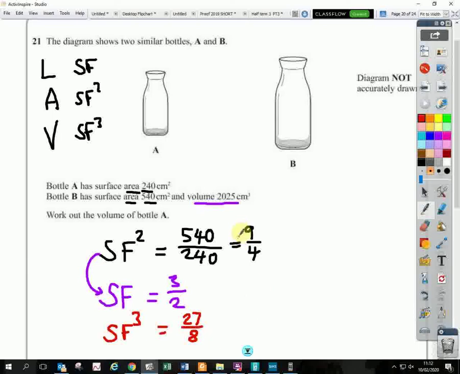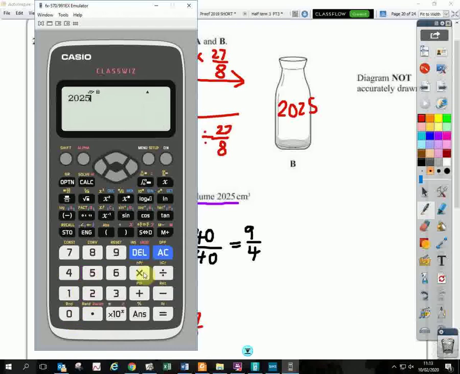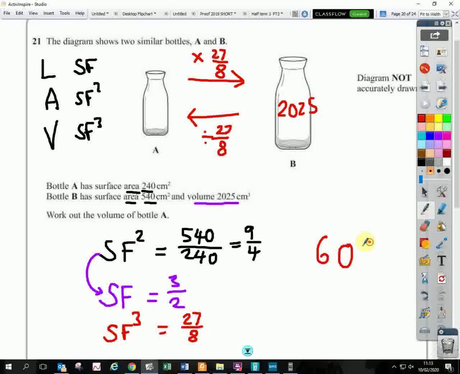So that is the same as 3.375. So to get from bottle A to bottle B for volume, we multiply by 27 over 8. To get from bottle B to bottle A for volume, you divide by 27 over 8. And we are given the volume of bottle B, which is 2025. So we divide that by 27 over 8. So 2025 divided by 27 over 8 is 600, which is the answer to the question.